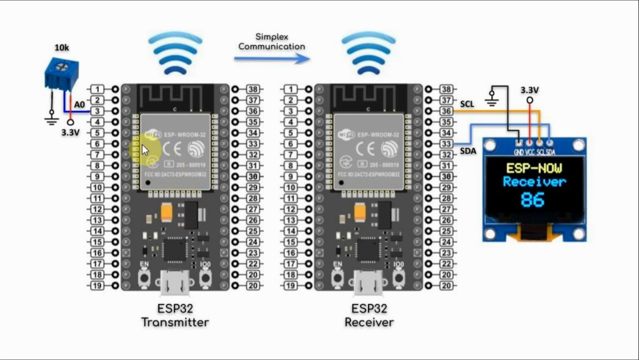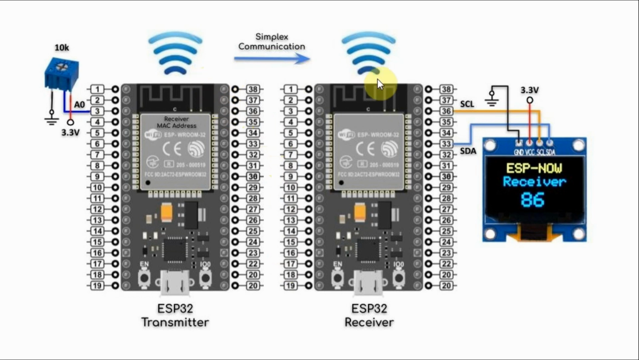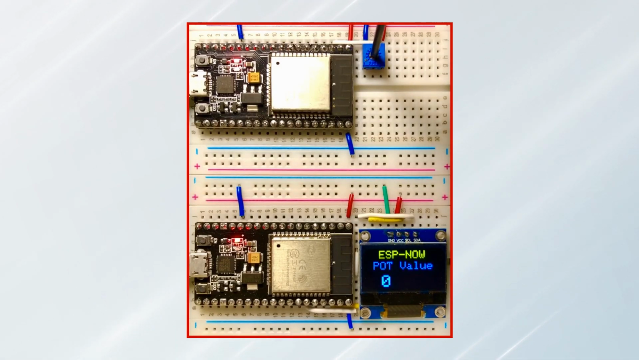On the transmitter side, the analog input through the 10K pot is translated to 12-bit digital values between 0 and 4095. These values are then transmitted using the ESP-NOW protocol to the receiver and displayed on the OLED screen. Finally, to establish pairing between the transmitter and the receiver, the receiver's MAC address must be known and stored within the ESP32 transmitter. And now for a quick demonstration.